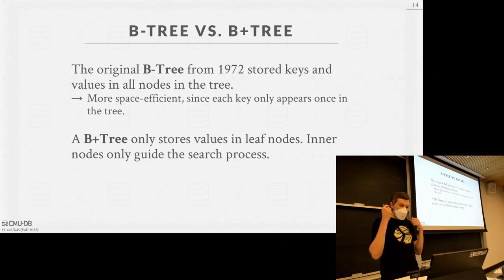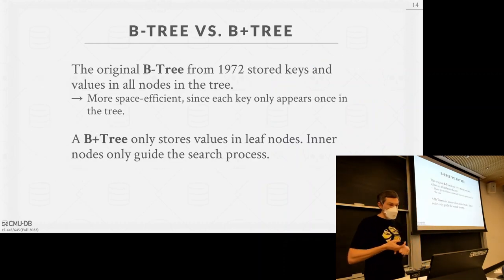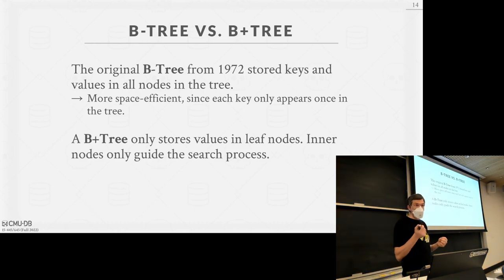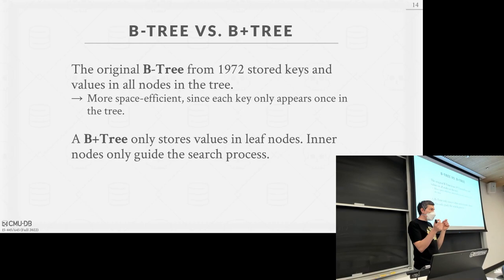All right, so I talked a little bit at the beginning about the difference between a B-tree and a B+Tree. In the original B-tree from 1972, they store the keys and the values in any node in the tree, both inner and leaf nodes, right? This is more space efficient because every key will appear once and only once in your data structure. The downside is that if you have to do a sequential scan, or a range scan in sorted order based on the key, you're basically jumping up and down the tree, and across different pages over and over again.